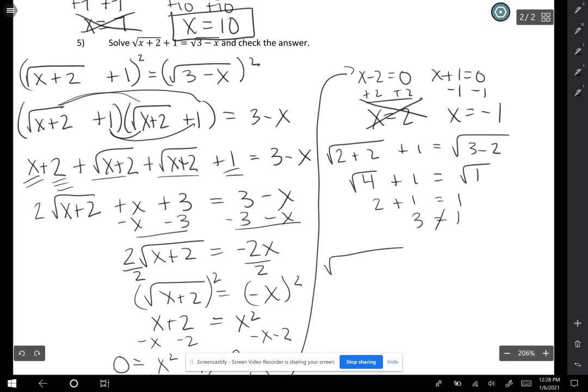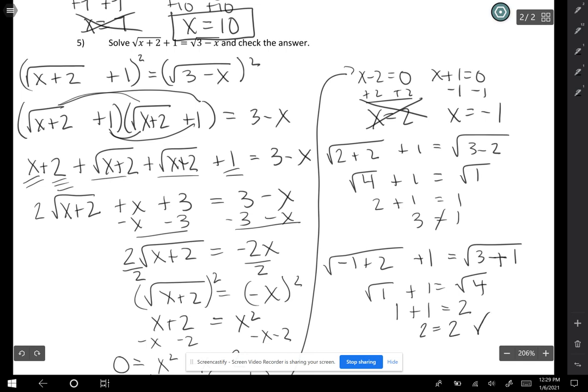Now let's check negative 1. When we plug in negative 1, I get the square root of negative 1 plus 2, plus 1, equals the square root of 3 minus negative 1. So I get the square root of 1 plus 1 equals, this becomes a plus, so we get the square root of 4. Square root of 1 is 1, so I have 1 plus 1 equals, square root of 4 is 2, so I get 2 equals 2, which means that negative 1 is in fact a solution.